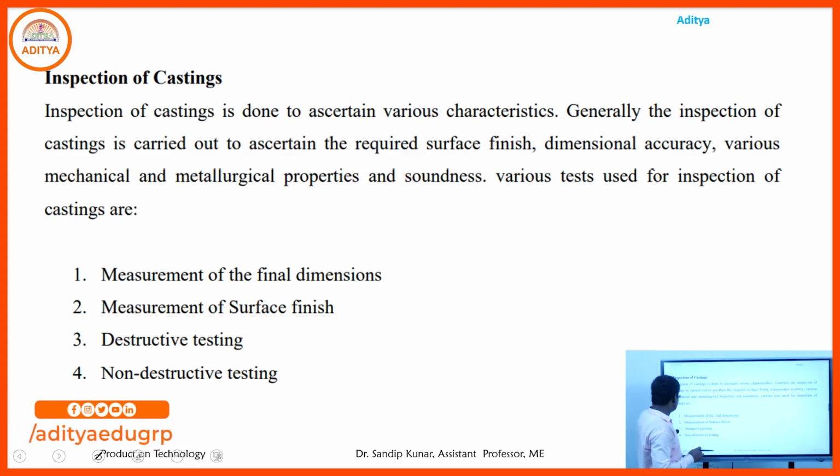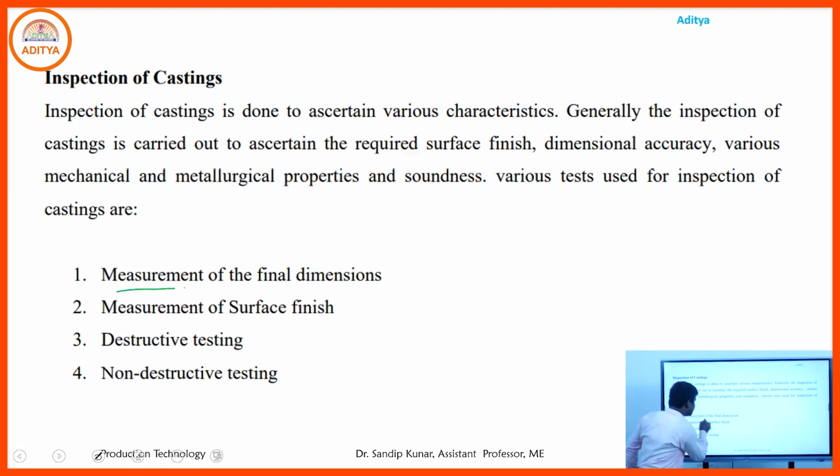Okay. But what are the various inspection processes? That is the measurement of the final dimensions using measuring instruments. Another is measurement of surface finish, where the magnitude of the surface finish is provided using some instruments. Another is destructive testing and non-destructive testing. Using that testing also we finally decide whether the product is good or bad.